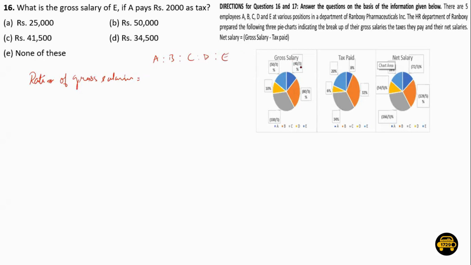Now, what will the ratio be like? We can write 10 as 30 by 3. Now we have 3 by 3 everywhere, we can remove it. Now 40, 80, 100, 30, 50. We can remove these zeros as well, right? So it will become 4 is to 8 is to 10 is to 3 is to 5. So this will be the ratio of A is to B is to C is to D is to E if we talk about the gross salaries.